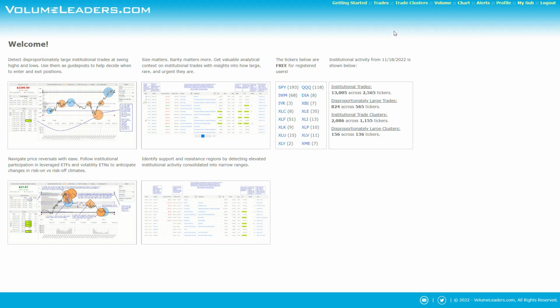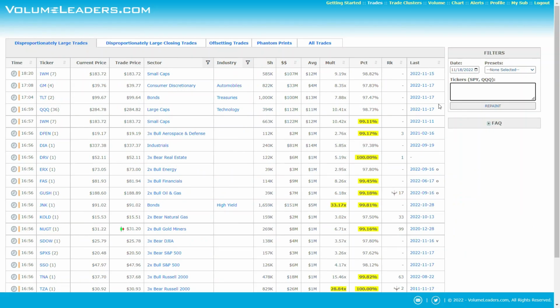I'll start with the screen that I use the most. Right now we're looking at the home page. If you go up and click Trades here in the top menu, this brings you to, by default, the list of disproportionately large trades. And disproportionately large trades are trades that are considered large enough to pay attention to.